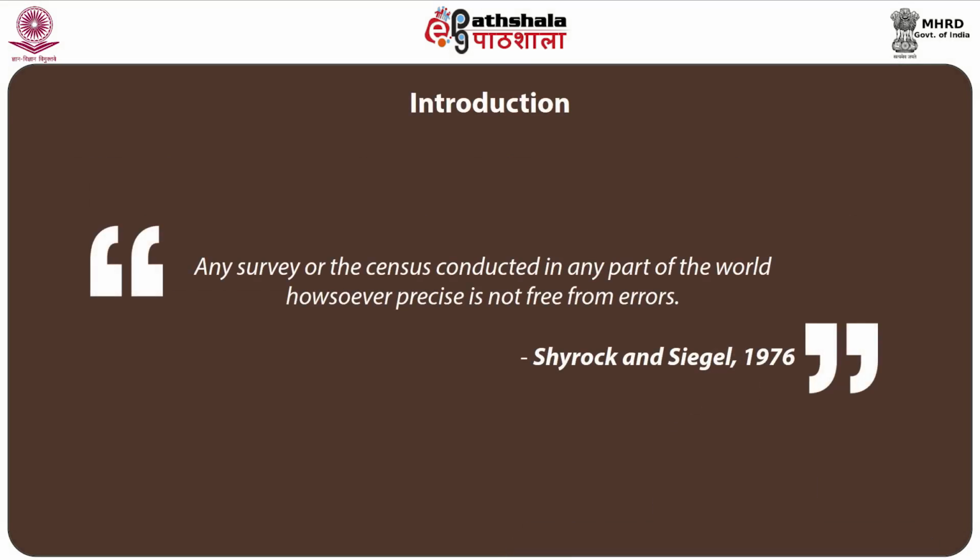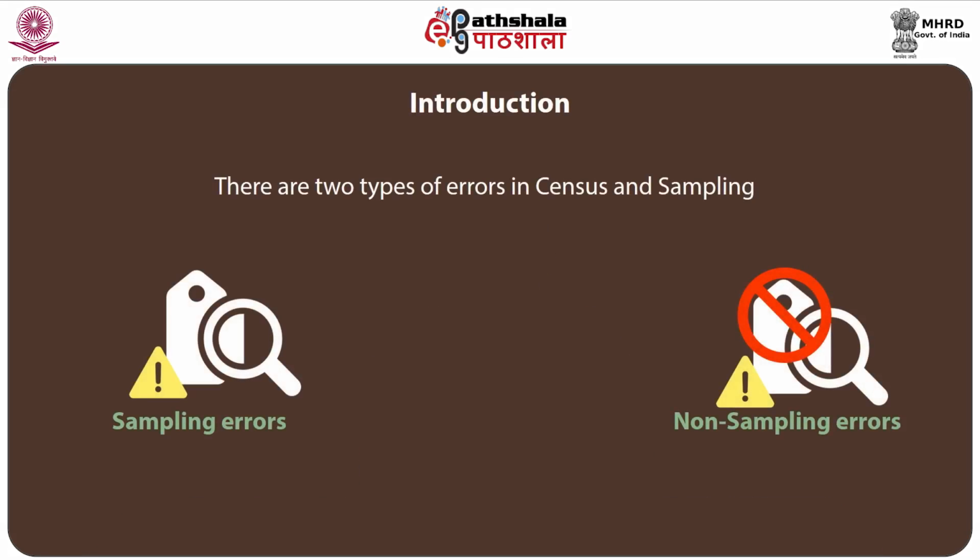Any survey or census conducted in any part of the world, however precise, is not free from errors. There are generally two types of errors in census and sample surveys, referred to as sampling error and non-sampling error.